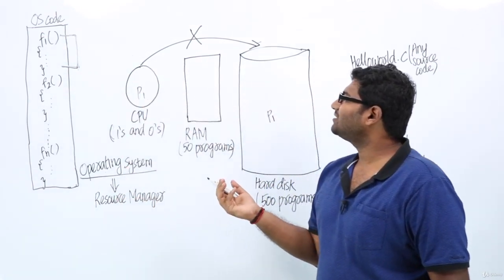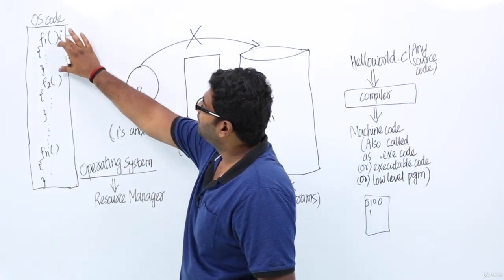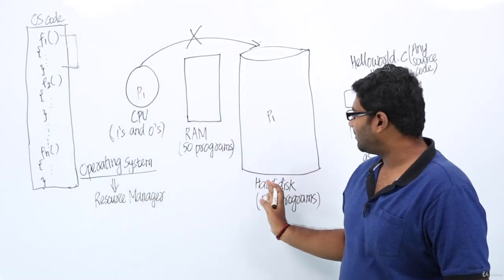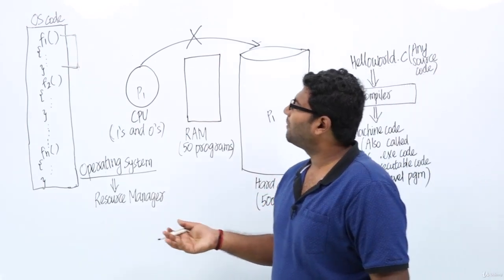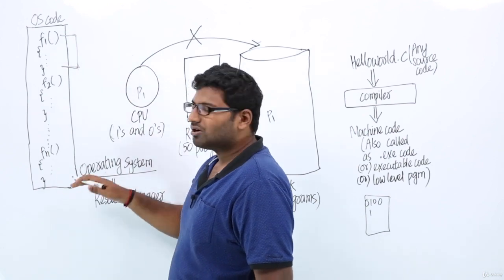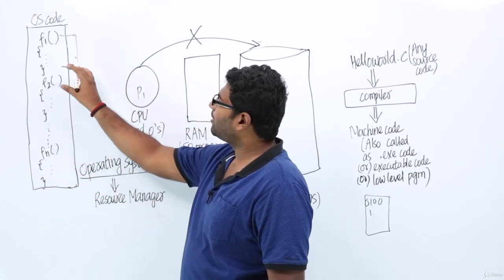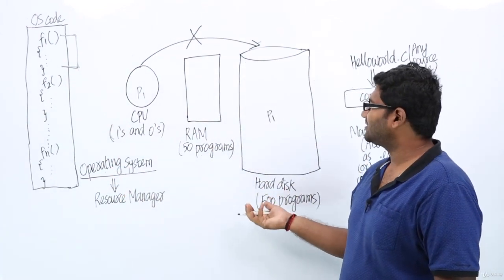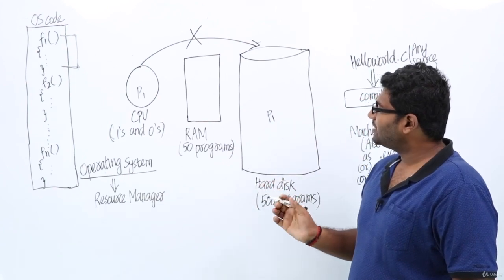We can also call this functionality the long-term scheduler. The part of the program which is selecting these 50 programs among the 500 programs is also called the long-term scheduler. So our operating system is a big code out of which the long-term scheduler is a small function, which is going to implement the selection of processes from hard disk to RAM. So this point is very clear.